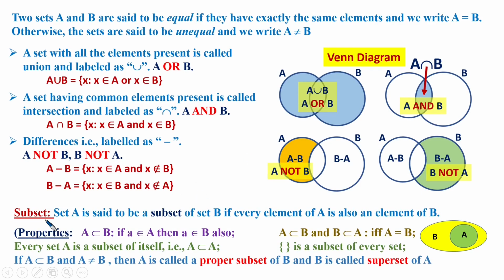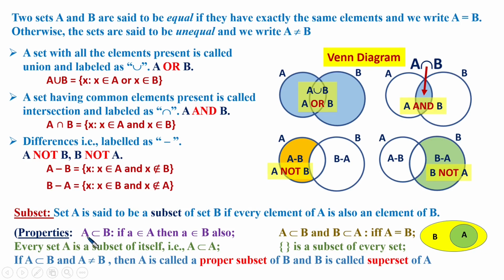Now the subset, which we had introduced earlier: set A is said to be a subset of B if every element of A is also an element of B. Here I have shown it. This is set A, and all elements in A belong to this big set B. So one can say that set A is a subset of B.